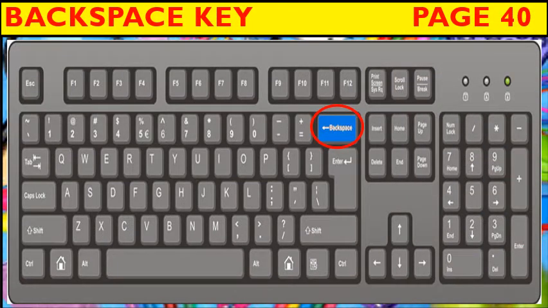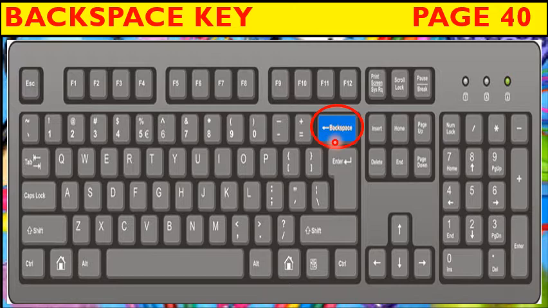Children, while writing in your notebook, when you make mistakes, you rub it with the eraser. Am I right? But on the computer, we cannot use eraser. Two keys, backspace key and delete key, act as an eraser. These two keys are used to rub the mistakes we do while typing.